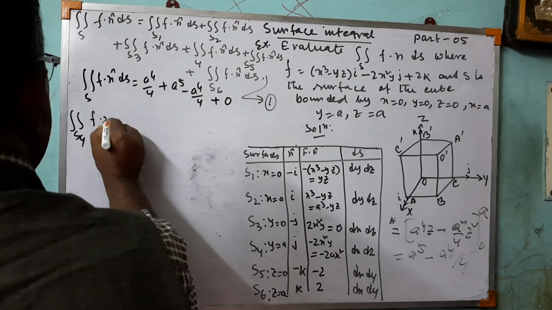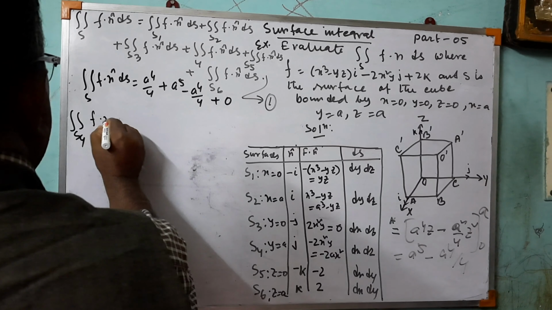S6, that is S6, f dot n is equal to 2, so 2 dx dz. So similarly you will get plus 2a square. Here it is negative, so you are getting minus 2a square. Similarly it will be plus 2a square. So now I am just putting it here: minus 2a square plus 2a square, these get cancelled. So the answer will be a to the power 5; that is, a to the power 4 by 4 gets cancelled.